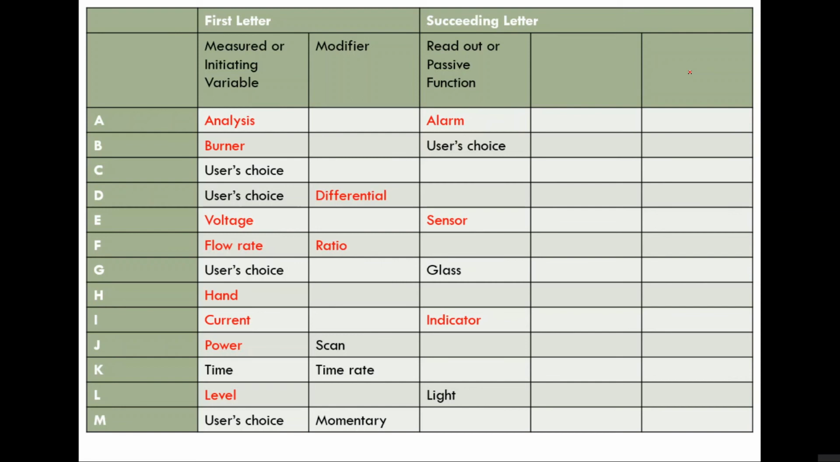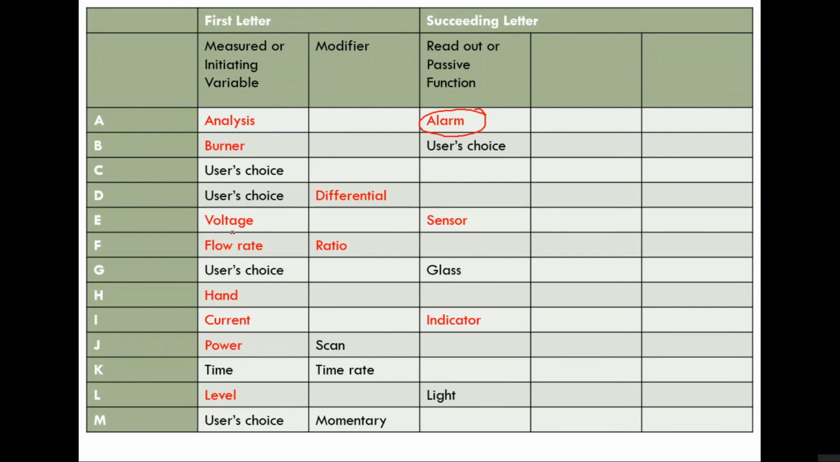Okay, so what about A? A means alarm or annunciation. Temperature alarm, you can write TA. You can see that only 2 letters are there, temperature alarm. What about 3 letters? You can see PDA, differential pressure alarm. At that point you can see 3 letters: one first letter, one modifier, then one succeeding letter, PDA. Please note A means alarm.